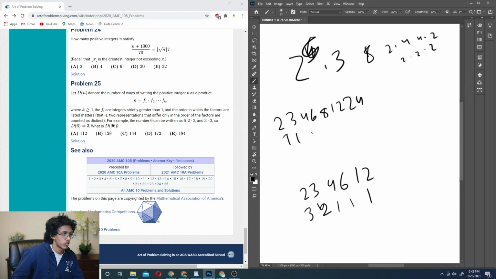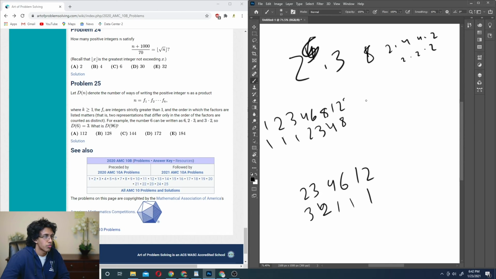So 1, 1, 1, 2, 3, or 2. Oh, okay, so it'll be 1 and then take out that. Okay, so 1, 1, 1, 2, 3, 4, 8. Okay. And then sum of this will give you 24, which gives you what? 5, 12, 17, plus 8, 20. Right? Yeah, 20. So 24 is 20.